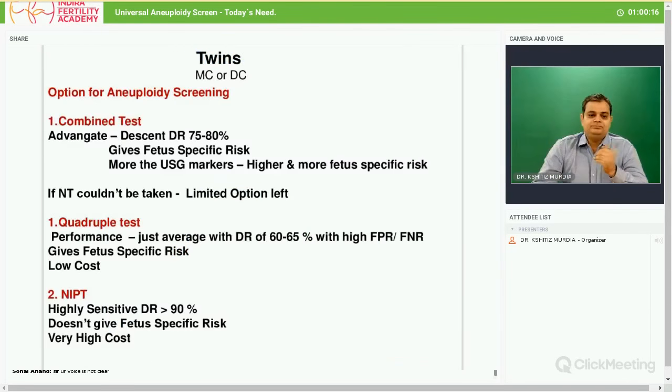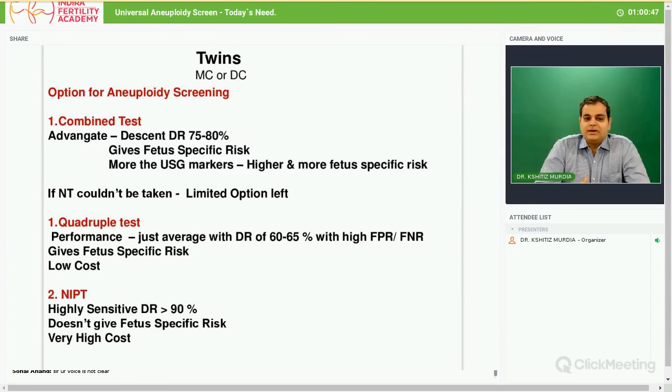Now, twins is always a challenging topic. For aneuploidy screening also it brings a lot of changes, and many options are not available for aneuploidy screening. So limited options are there for aneuploidy screening in twins. The only option available, the best option, is the combined test.